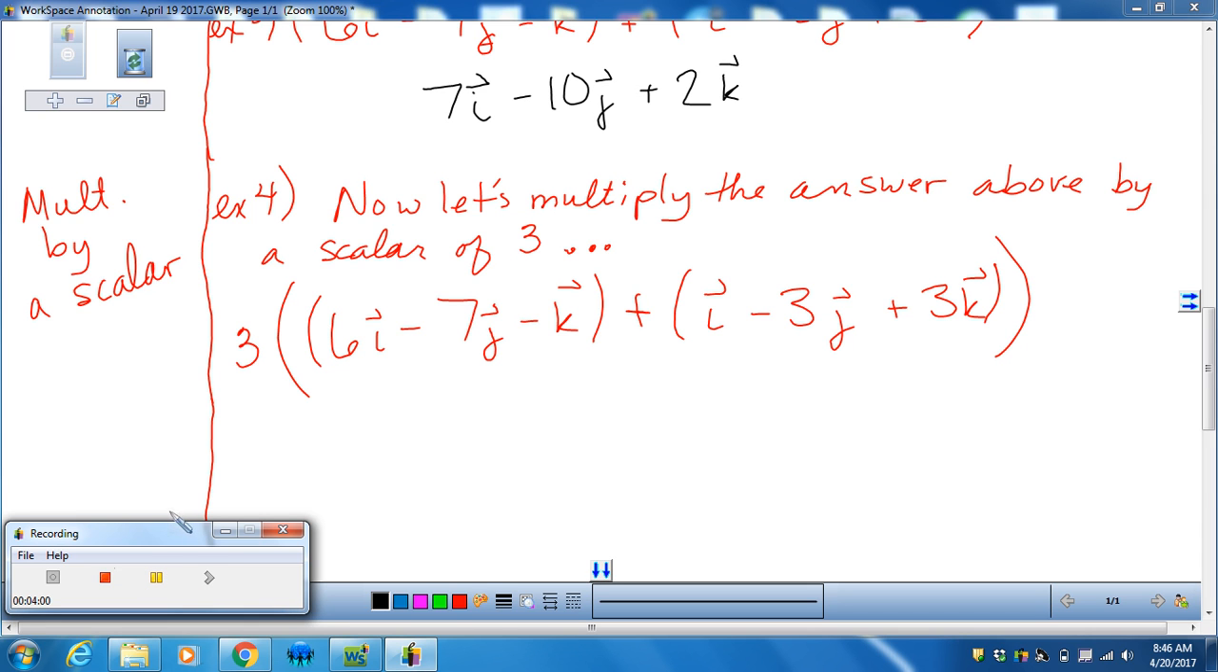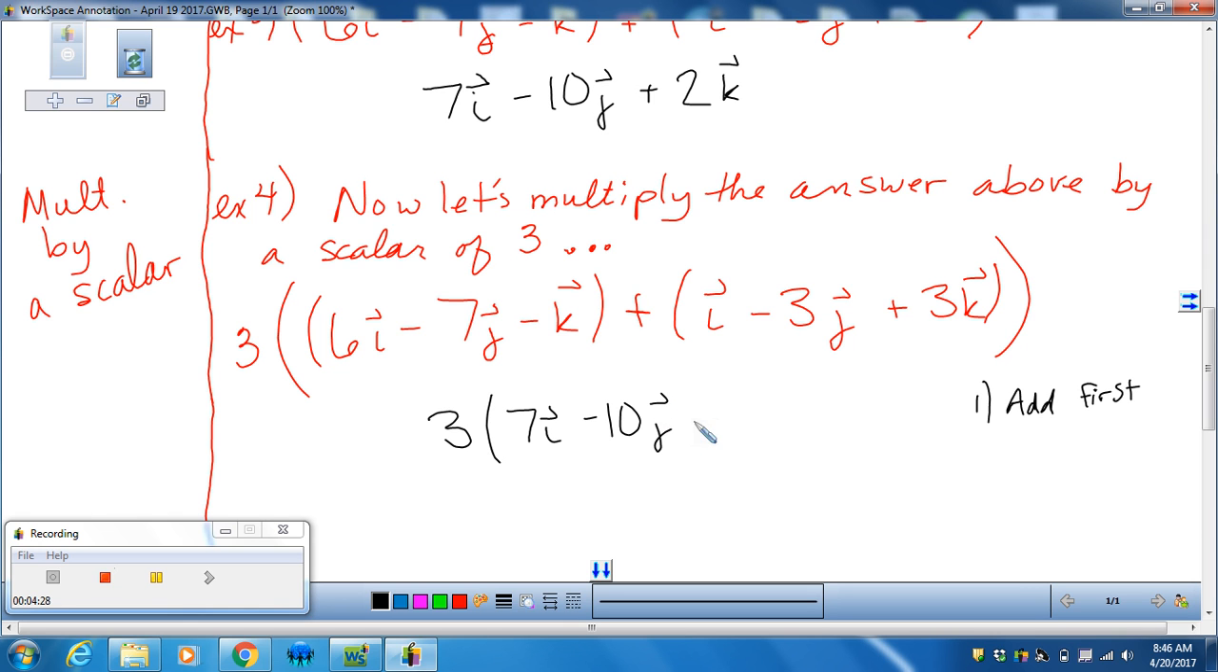Now let's try multiplying by a scalar. We're going to take that problem above, and we're going to multiply by a scalar of 3. So our first step is adding those two vectors together. We already have the solution to that, so I'm just going to copy that from above. 7i minus 10j plus 2k. Again, keeping that in parentheses. And now, with this scalar of 3 that I'm multiplying through, my second step is going to be to distribute the 3.